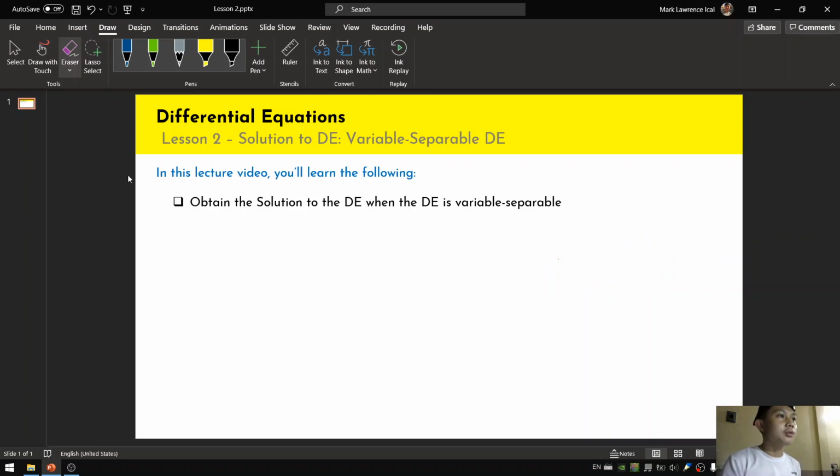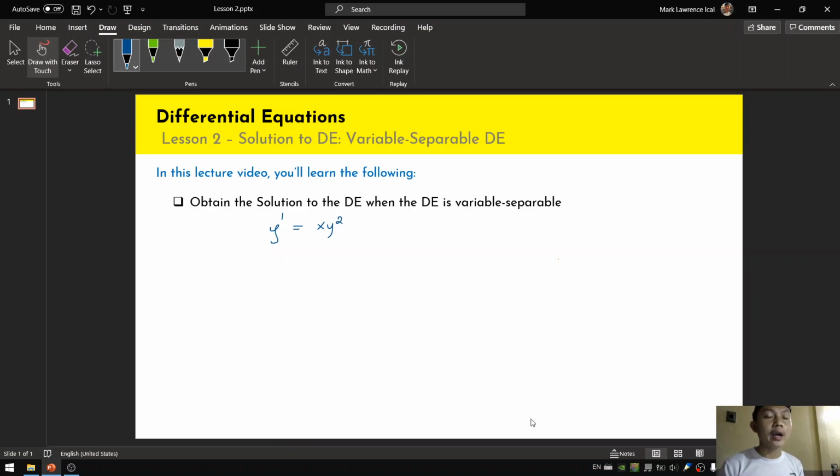Okay, so another example. So let's try a little bit different. We put y prime is equals to, what do I put here? x y squared.